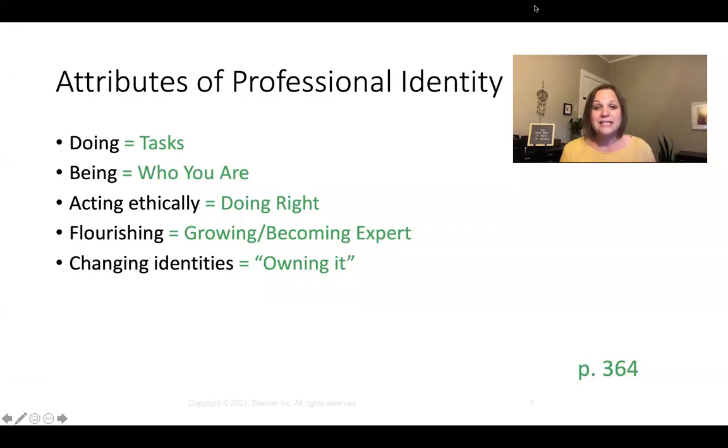So let's go ahead and look at the attributes of professional identity. These are the 5 things that your book highlights as attributes or criteria or parts of being a professional, having a professional identity. The first one your book highlights is doing. Those are the tasks that we do. We put in IVs, we take vital signs, we give medications. Those are the things that we do.